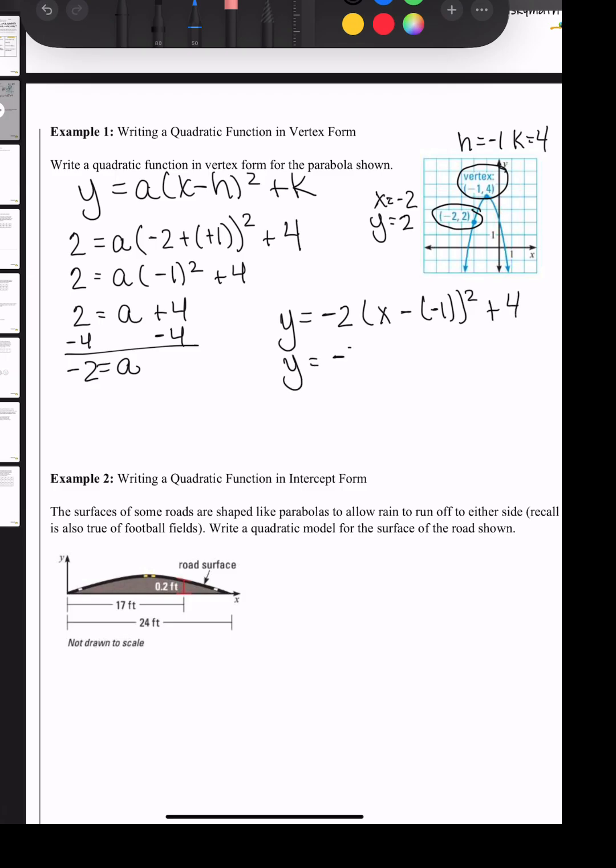Now, this is really x plus 1, which is why my parabola was actually moved to the left one. And plus 4, plus it means it was moved up 4.